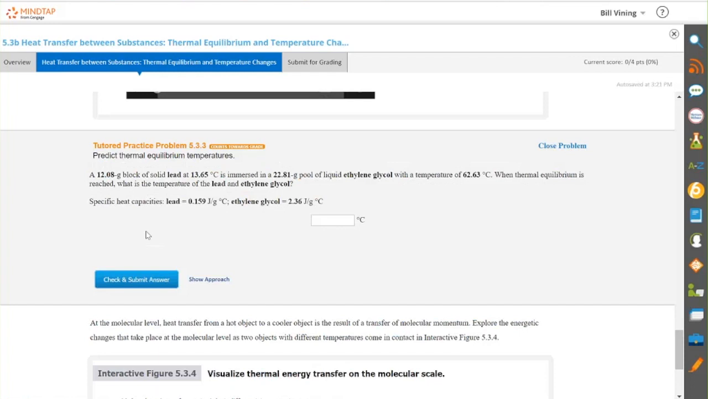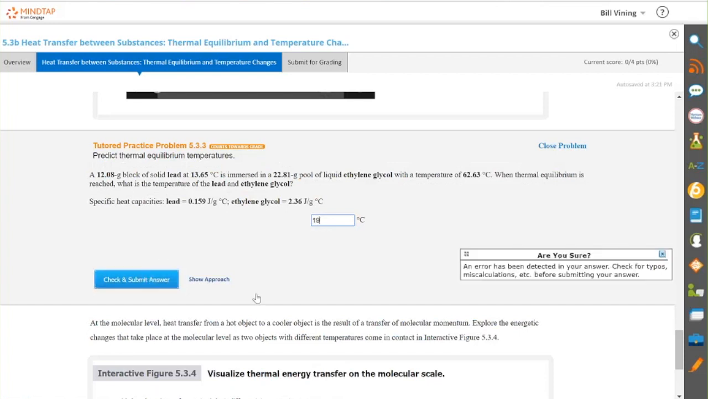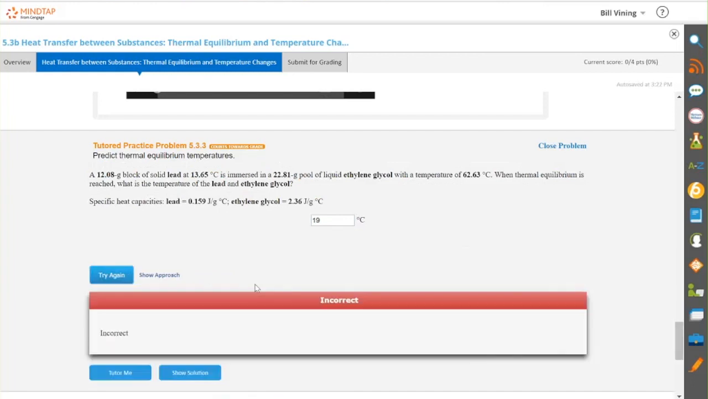And so when the students try this problem, which is again, of course, for credit, they try to find thermal equilibrium here. So I know it has to be between 13 and 62 degrees, so I'm going to say it's 19 degrees. And that's probably not right. It says you got a mistake. Students can try one more time to solve this instance of the problem. They get that wrong. It says they're wrong, and they have two options.